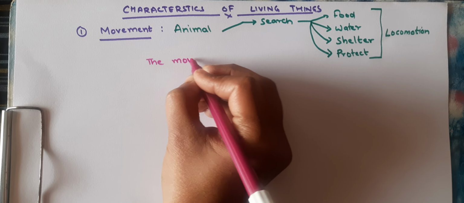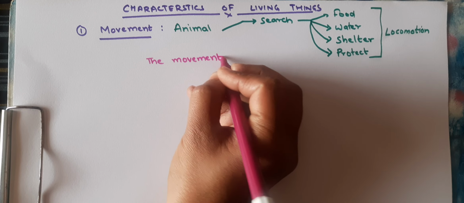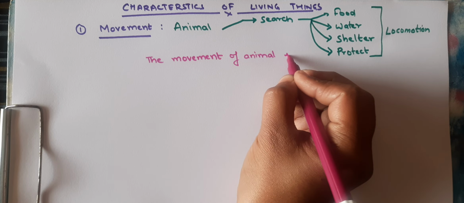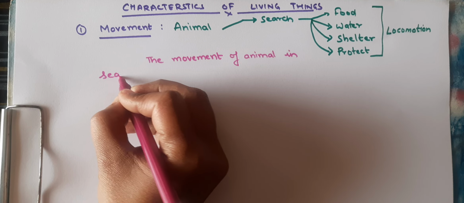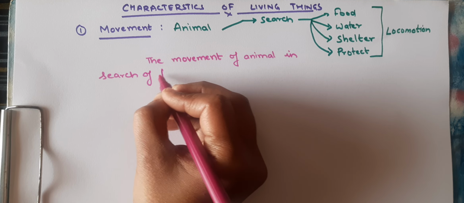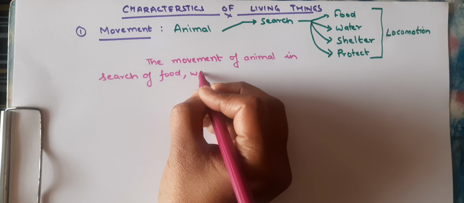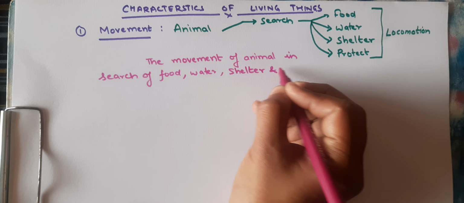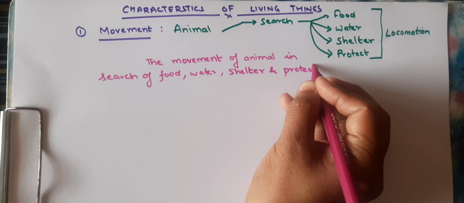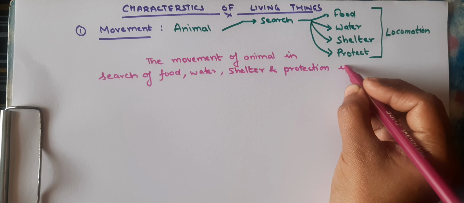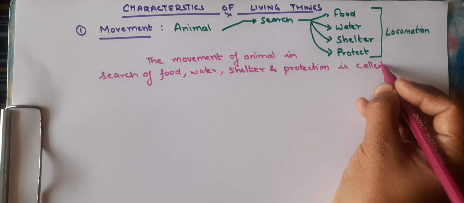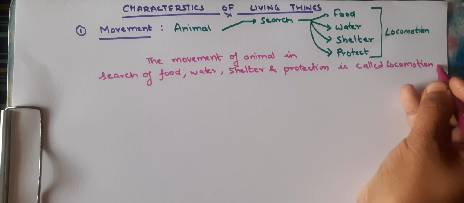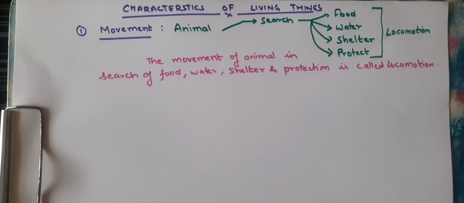I will write for you so that you can note down the definition. The movement of animals in search of food, water, shelter, and protection is called locomotion. Got it? So this is called locomotion.